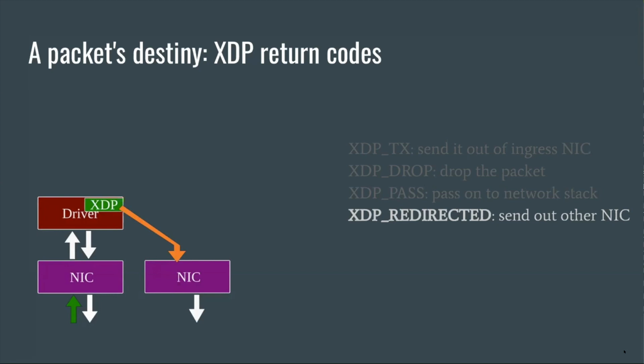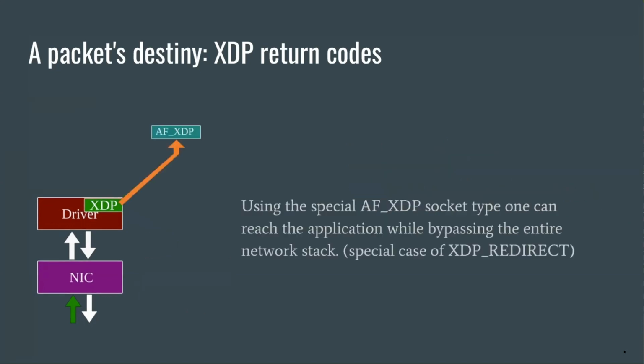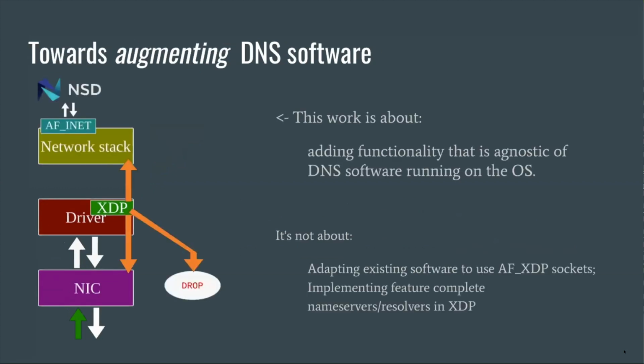Or, and we're not using this in this example, but just for completeness' sake, we can return XDP redirect to send it out of another NIC. And we have a special case of XDP redirect where we can send it to a special type of socket. In this case, you will need to adapt your user space application to actually choose this type of socket, but then you can bypass the entire Linux network stack. So that's interesting for performance reasons.